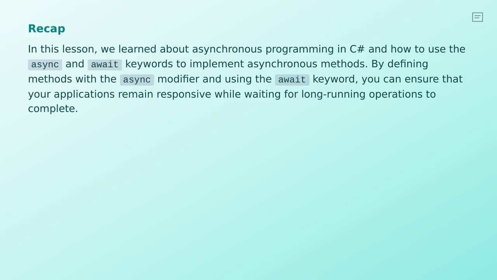In this lesson, we learned about asynchronous programming in C# and how to use the async and await keywords to implement asynchronous methods. By defining methods with the async modifier and using the await keyword, you can ensure that your applications remain responsive while waiting for long-running operations to complete.